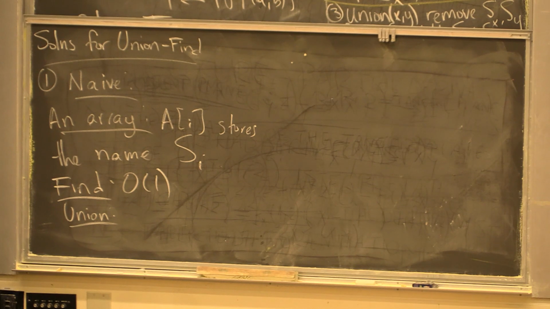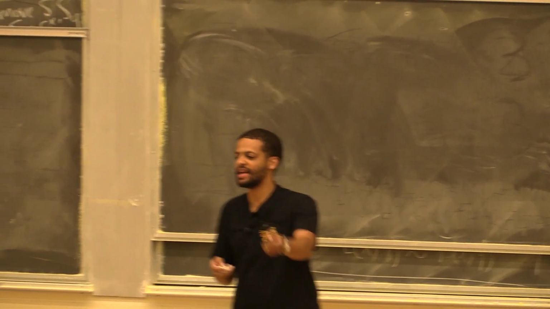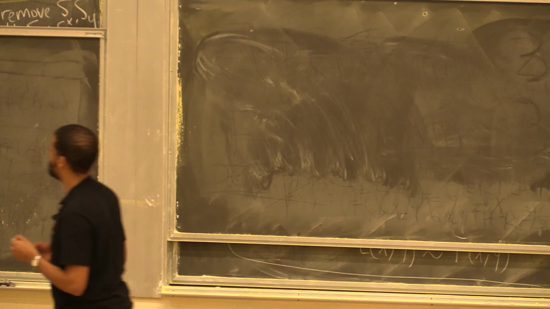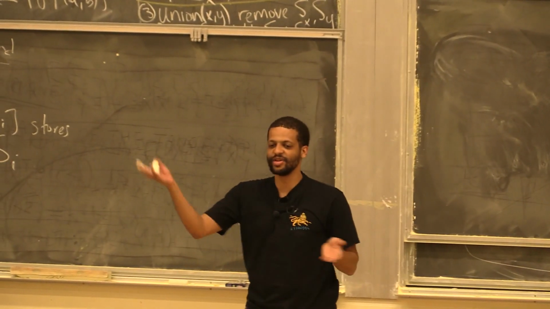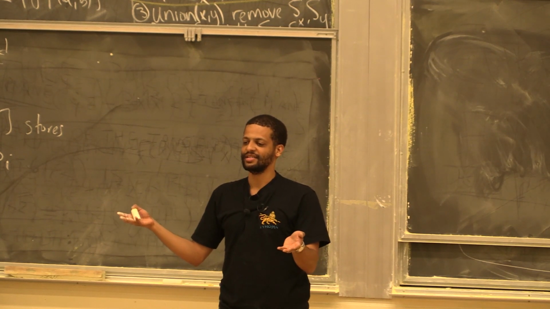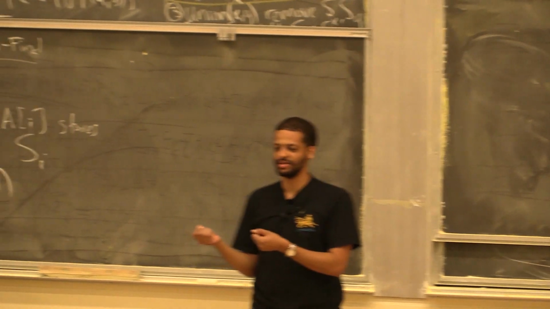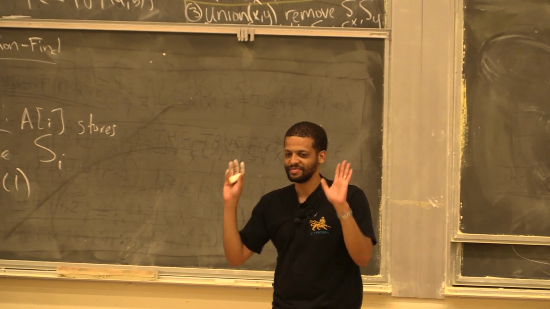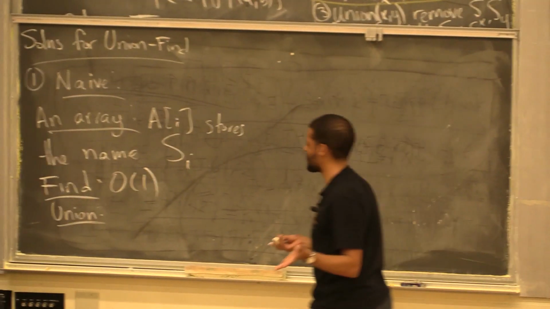So if I do union(a, b), I look at the a-th entry of A, I look at the b-th entry of A, right? Okay, if those two values are already the same, they're already in the same set, I don't have to do anything. But if they're different, let's say the name of A's set is T, and the name of B's set is U. I scan the array, I find everyone who's either a T or a U, and then let's say T is smaller than U. I replace all the U's with T's, right? That's it. So that's linear time because I have to scan this array.